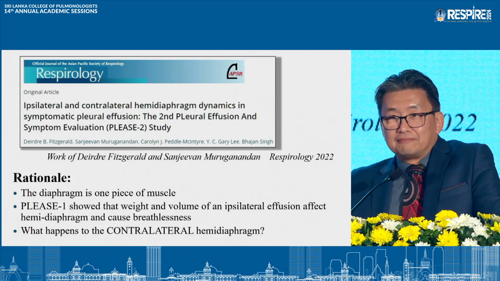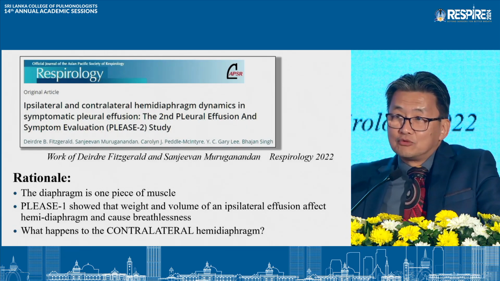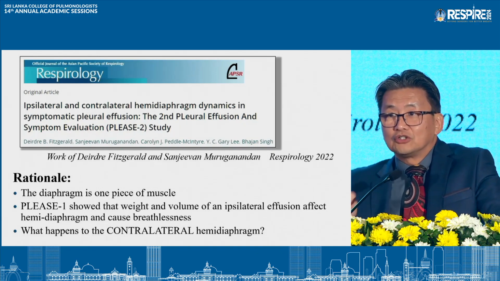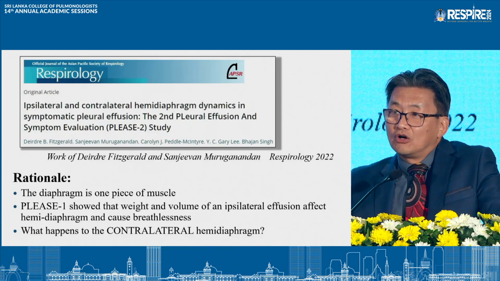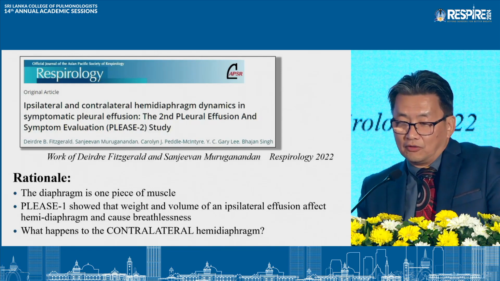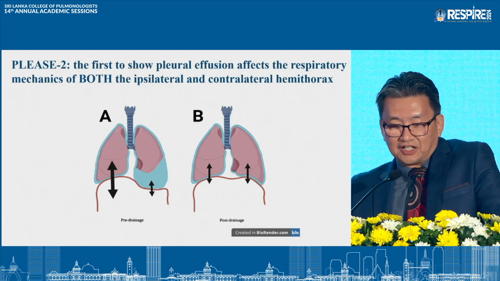Remember, the diaphragm is one piece of muscle. So in PLEASE 1, we showed that the weight and the volume of the fluids affects the ipsilateral hemidiaphragm. So the logical question is, what happens to the contralateral hemidiaphragm? And this has never been investigated before. To cut a long story short, this cartoon summarized the findings.